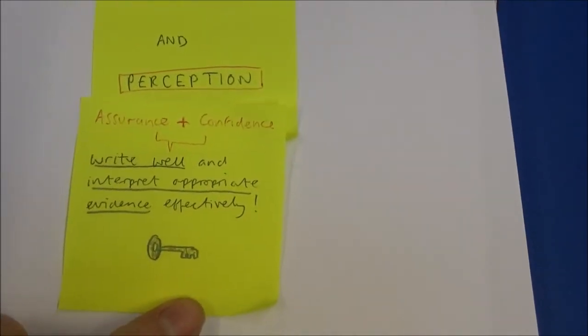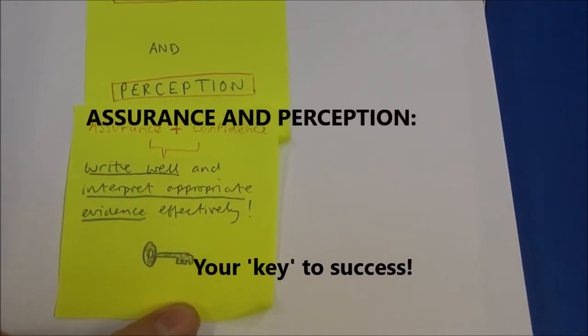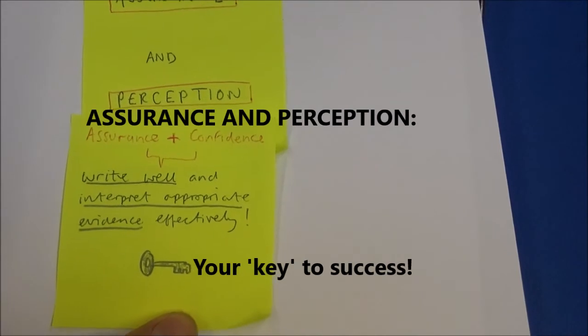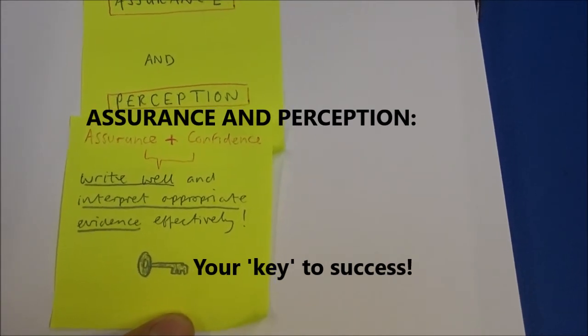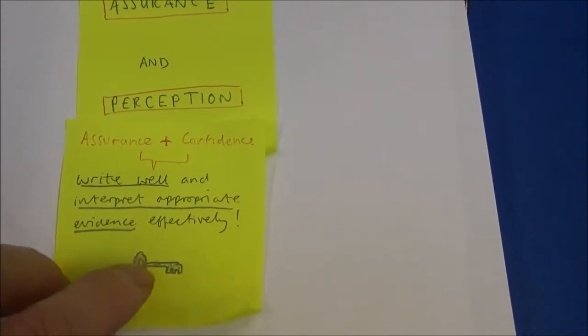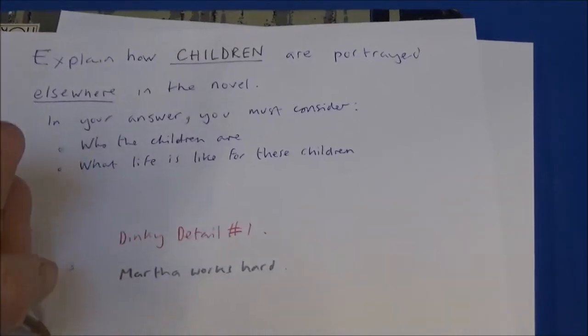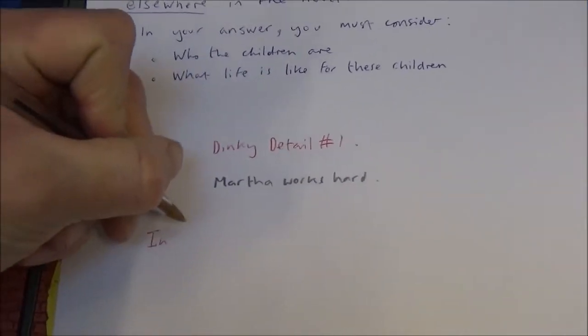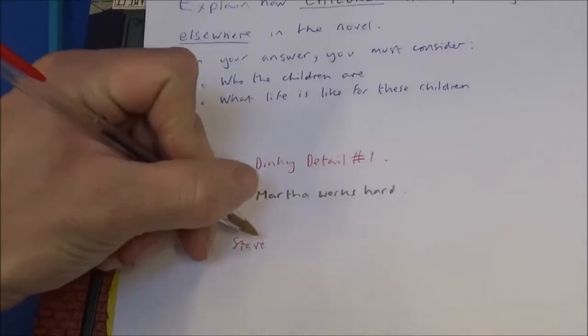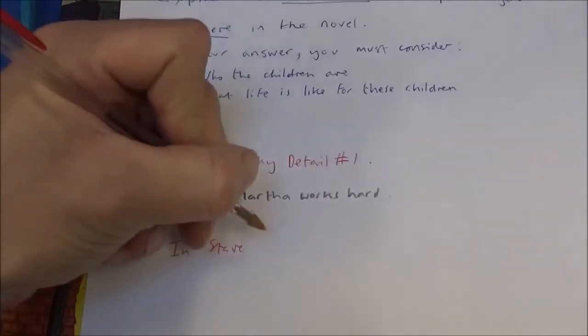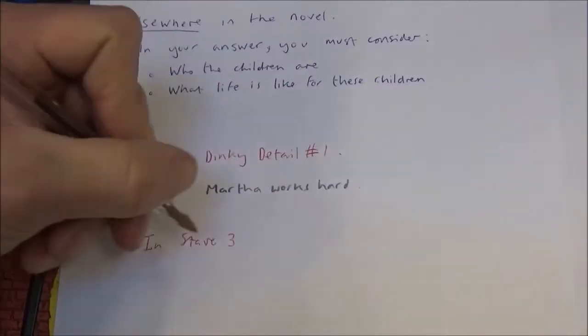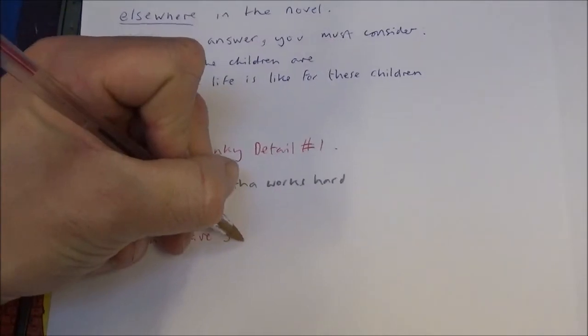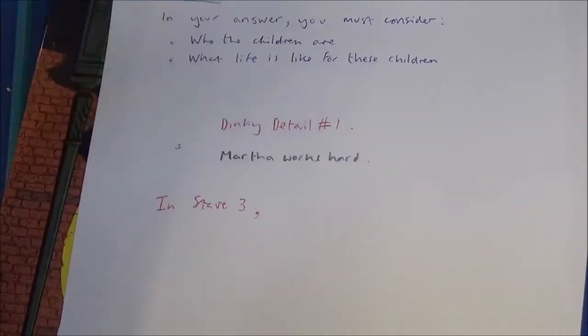Assurance and confidence basically means you're going to get high marks if you can write well in response to this question and interpret appropriate evidence effectively. That's okay. So we're going to start with in stave 3. You don't have to. I always think if you can, it shows a knowledge and understanding of the text if you can cite the actual part of the novel where you're pulling your evidence from. In stave 3, what can we say?